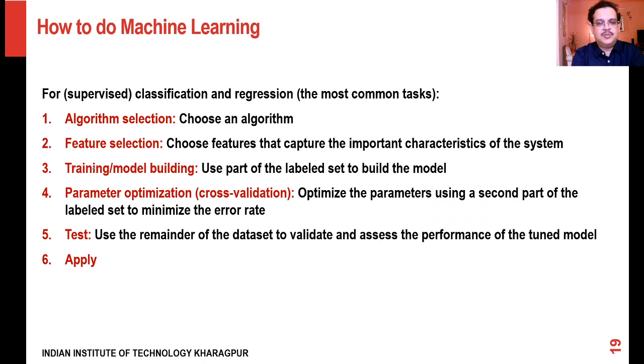In summary, the steps are: we do the selection of an algorithm, and we do feature selection, then we do the training or the model building. There is also a step called cross validation, where we try to optimize the parameters, and then we do the test, and then we are ready to apply the model. So this is the general overview of what machine learning is about.